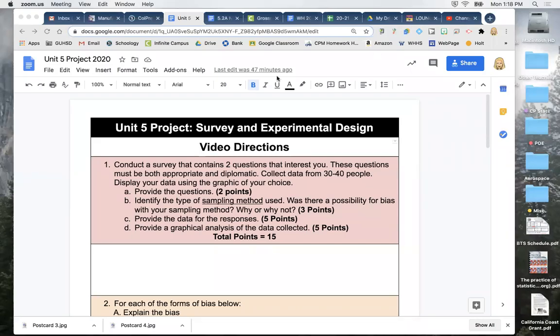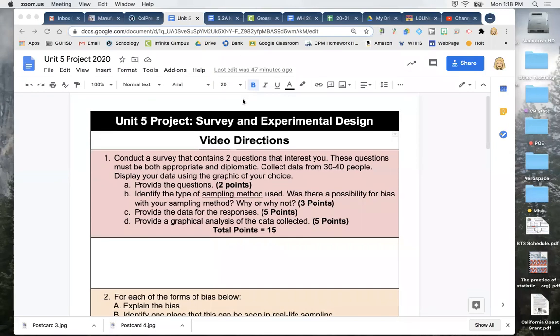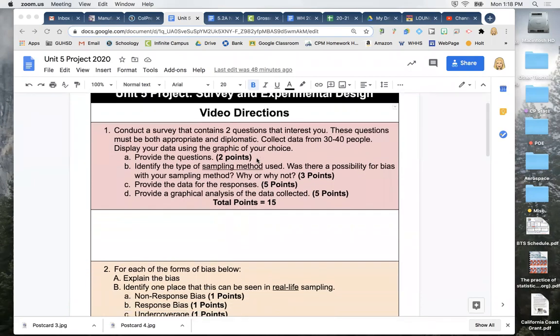Okay, so I'm going to go over the project. This is your last project of the quarter, which I'm sure you'll be very excited to know. But this project is on experimental design and sampling. So the first question actually has to do with sampling.